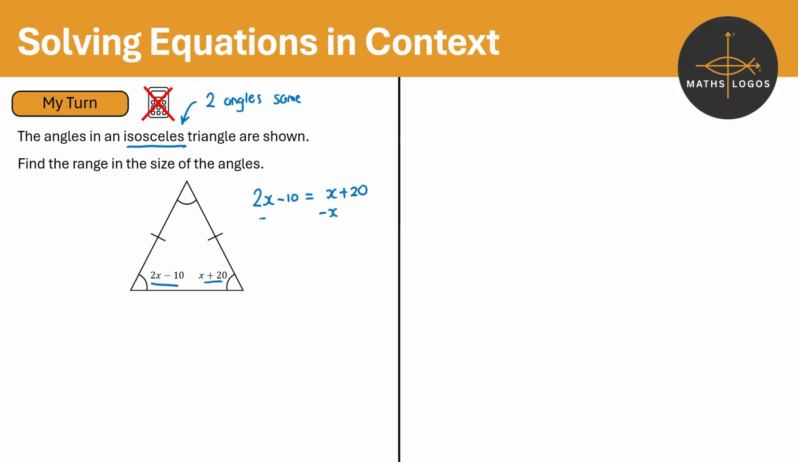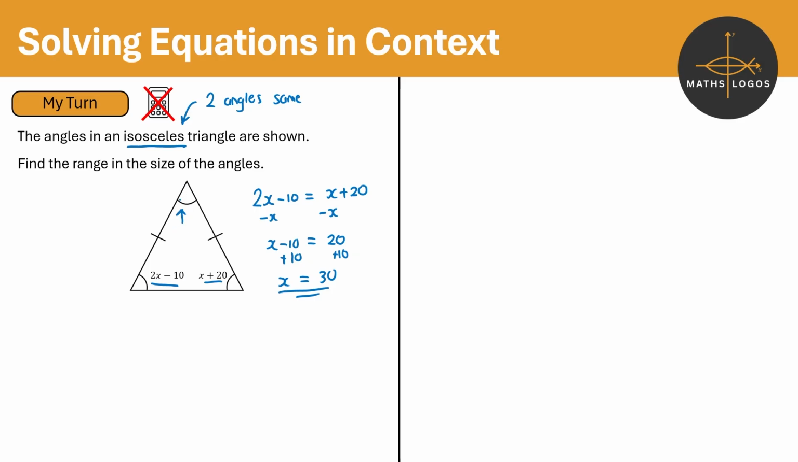I'll subtract x from both sides. That leaves me with x subtract 10 on the left and 20 on the right. I can then add 10 to both sides. That leaves me with x is equal to 30. It says find the range in the size of the angles. Now these 2 angles are the same, so the difference between them is going to be 0.